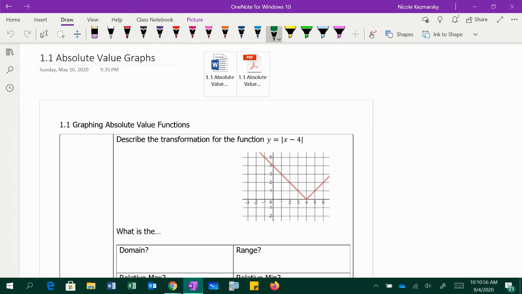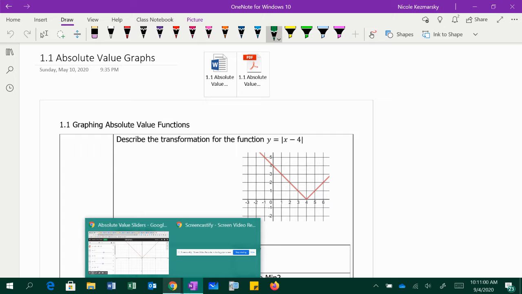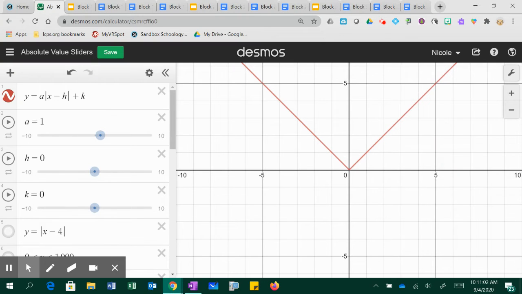Welcome to 1.1 Absolute Value Graphs. Before we start taking some of the notes, let me hop over to Desmos and show you what happens when we manipulate the absolute value graph.